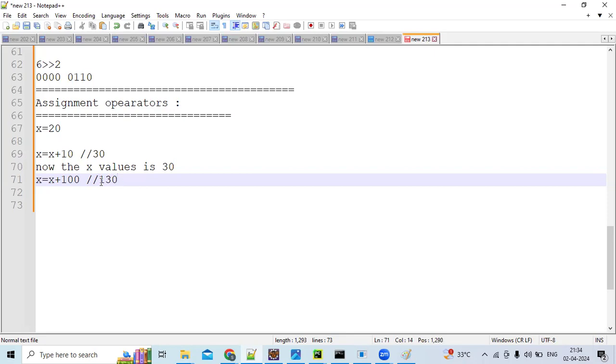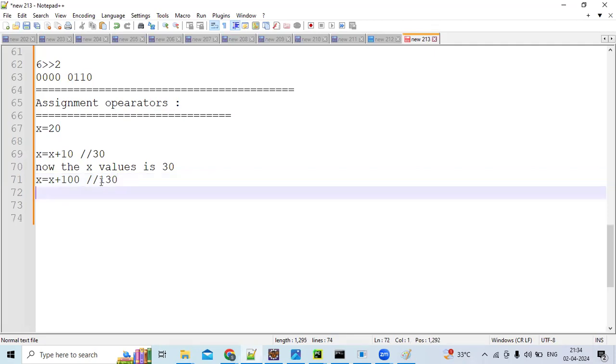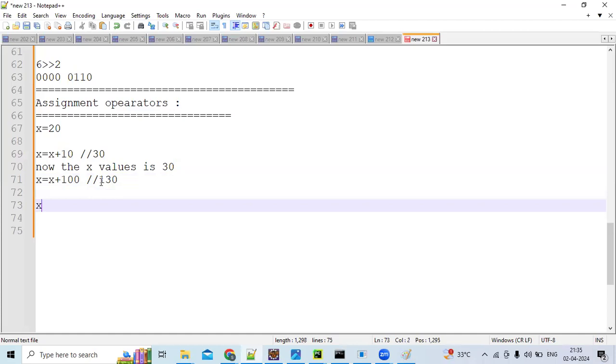See, why I'm telling this: in assignment operators, this is important. The same line can be written as x plus equal to 100. Don't think it is rocket science or something difficult. x plus equal to 100 means x equal to x plus 100. This is the shorthand notation.